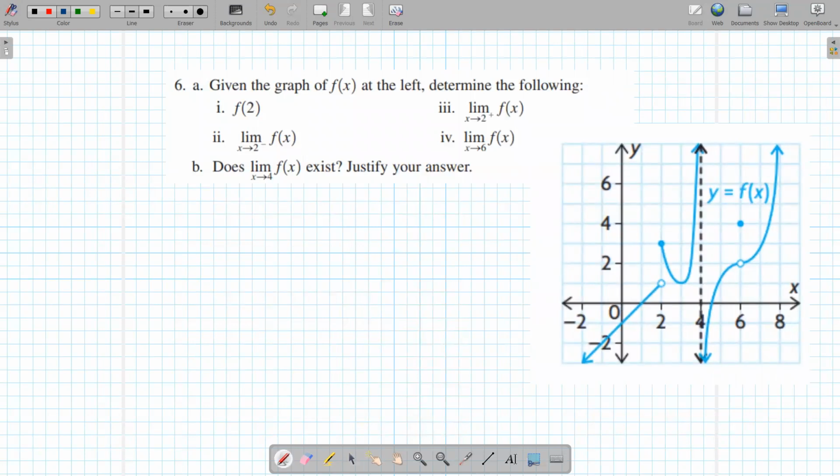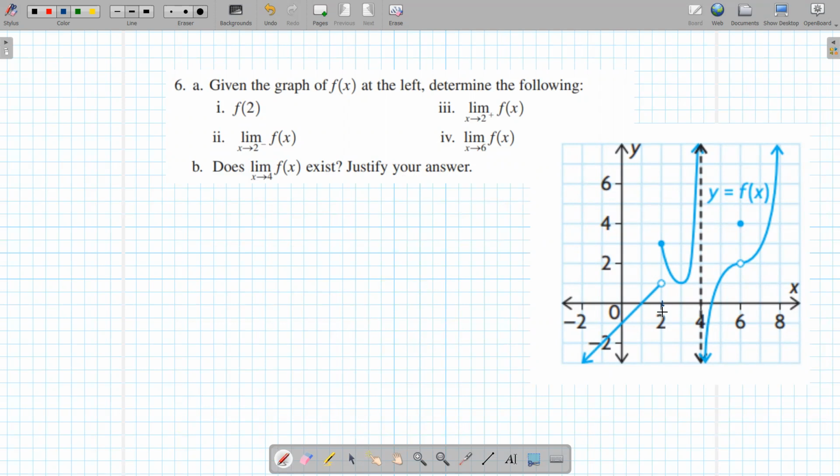6a is asking you to find f(2). What does that actually mean? What does f(2) mean? It means find the y value when the x value is 2 from the graph. So x value 2 is right here. What's the y value when the x value is 2? It's 1.